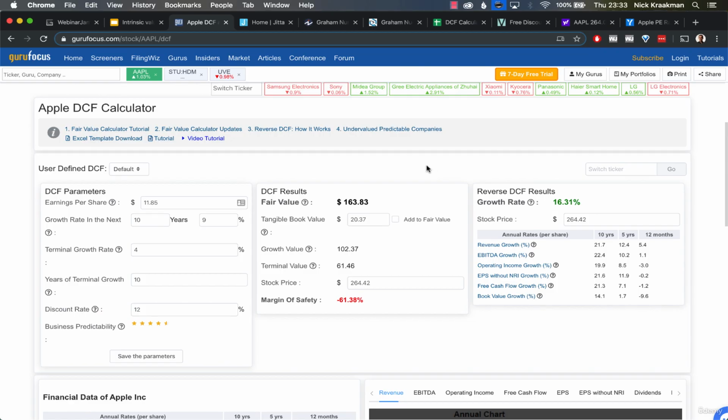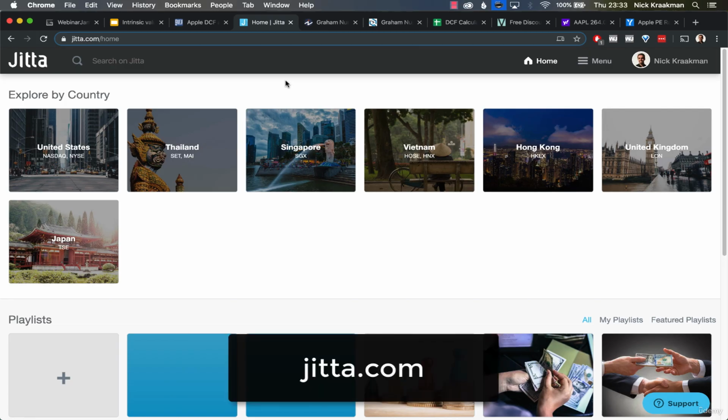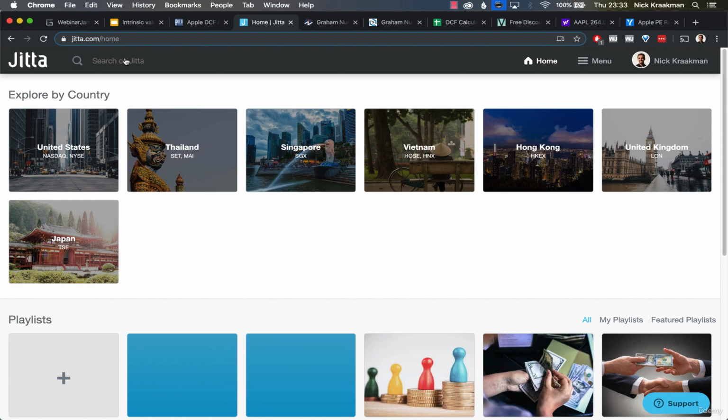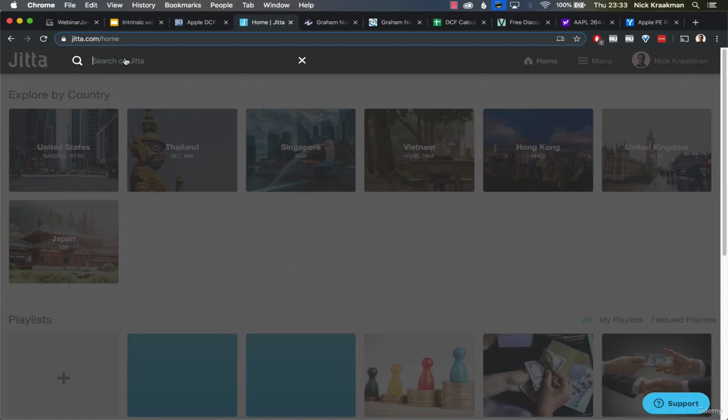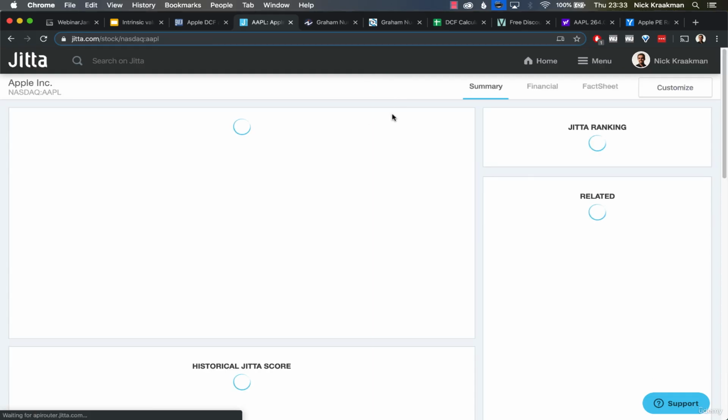So what other tool can we use? Let's see, we have this website, jetta.com, and I really like it. The creators and founders are from Thailand, where I am located at the moment, and it has a lot of great information, and it's based on value investing principles, so that's great. So we search for Apple again and see what pops up.